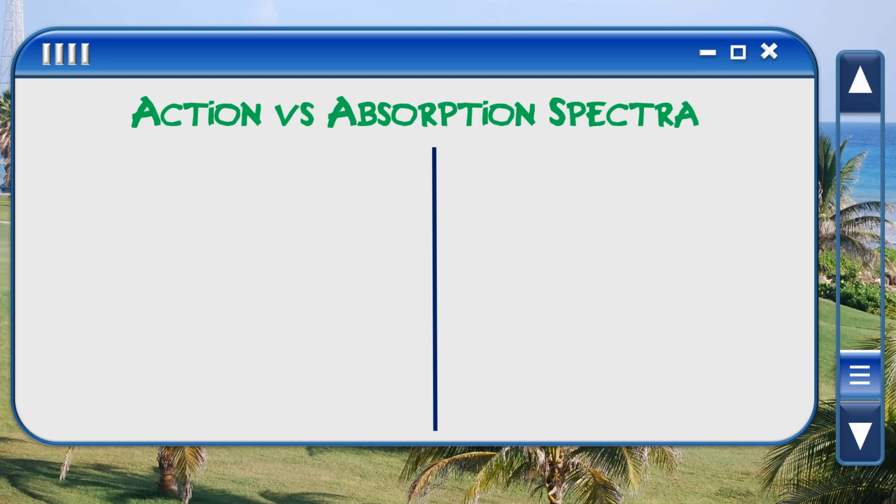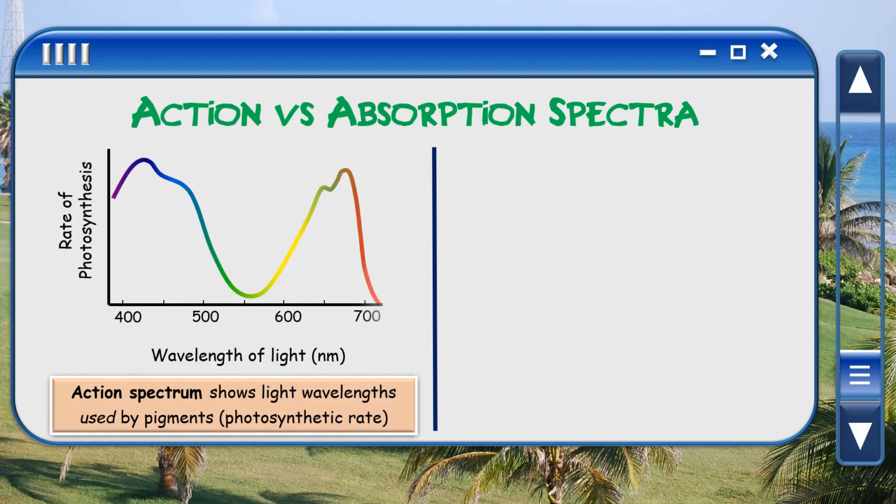Let's look at the action versus absorption spectra. This is our action spectrum. It shows the light wavelengths used by pigments, especially for the photosynthetic rate. Here we see that the rate of photosynthesis is highest in the blue, and also towards the red side. That's where we have the highest action spectrum: in the wavelength of blue, and also the wavelength of red.